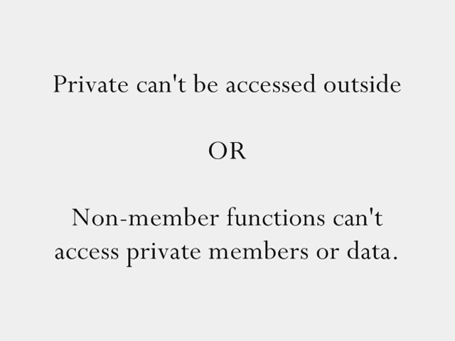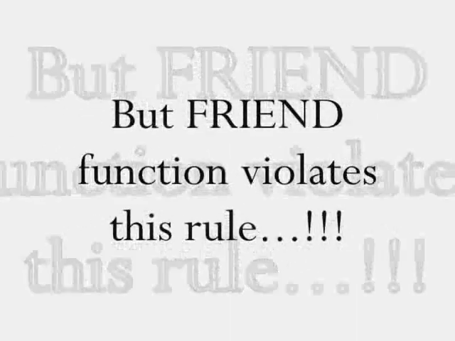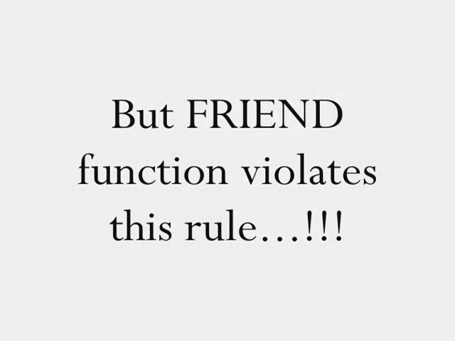If it cannot access the private members, there will be a situation where a non-member function has to refer to the private members. Now it's time to violate the rule. Come on, break the rules. That rule can be broken by friends, which I mean friend function. So a friend is a special tool for accessing private members by non-members of the class.